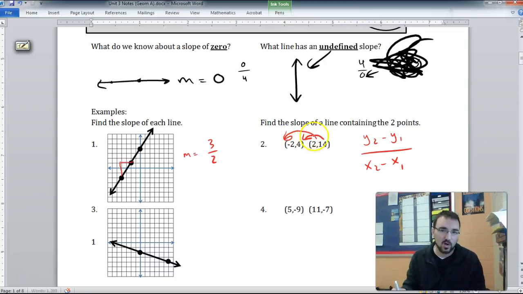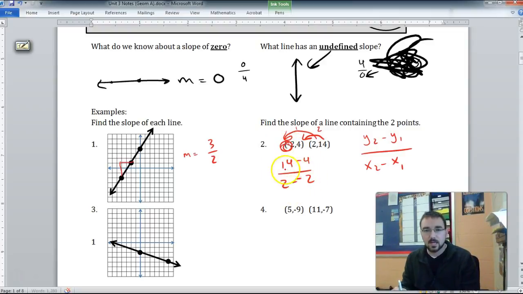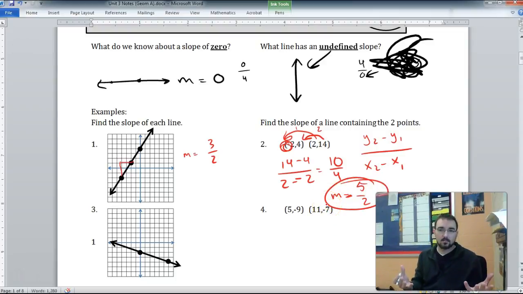Okay, but if we're going one direction, that means from this point here, let's label this as 2, and this one is 1, just for our sake right now. 14 minus 4 over 2 minus negative 2. Don't forget this negative sign there. We have 14 minus 4 is 10. 2 minus negative 2 is 4. Can I leave it as that? No, I can't. Good try. 5 over 2 is better. M equals 5 over 2. Bada bing, bada boom. You're done.